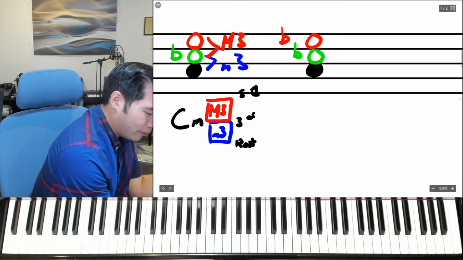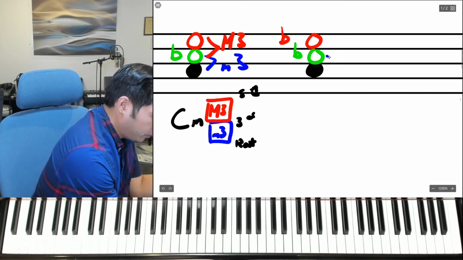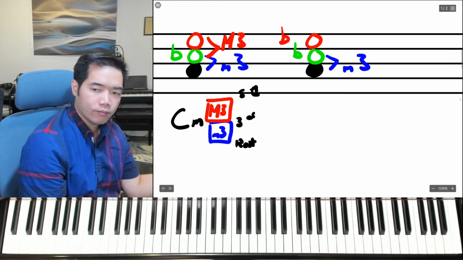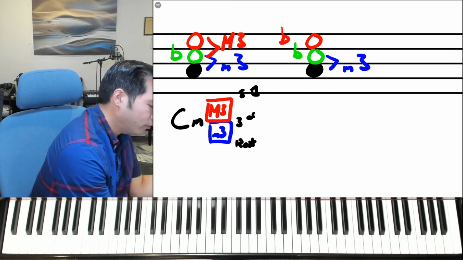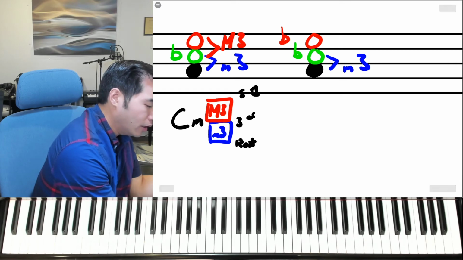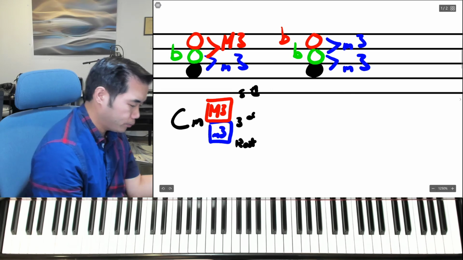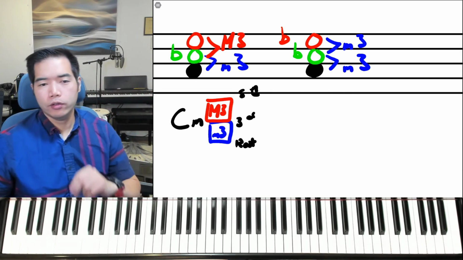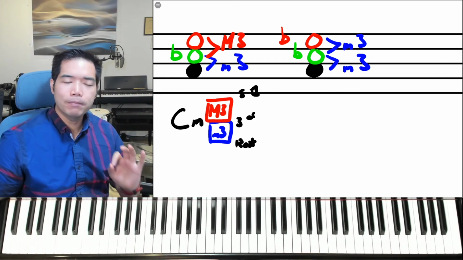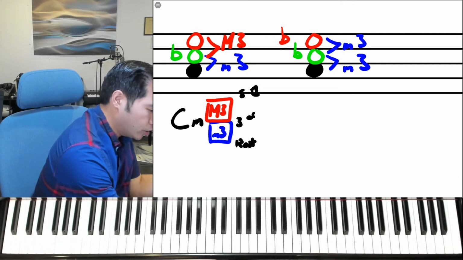So again, C to E flat is still a minor third, just like it was in our minor triad. But now, because we've lowered the 5th a half step, it's no longer a major third, it's also a minor third. When you have 2 minor thirds stacked on each other, this is called a diminished triad.